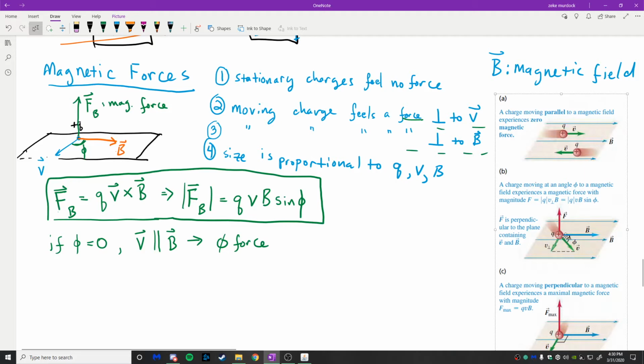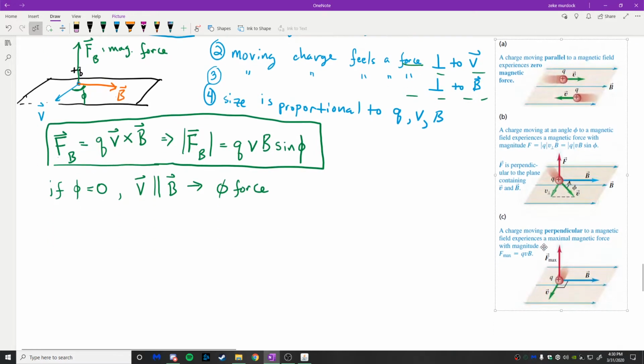Notice that v and B are in the same plane in this picture. And so the force F is perpendicular to the plane containing the velocity vector and the magnetic field. Right? F is up. B is this way. Velocity's here, but this is their perpendicular component. A charge moving perpendicular to a magnetic field experiences the maximal force. When the angle between these two is 90 degrees, you get the maximum force right here. Okay.